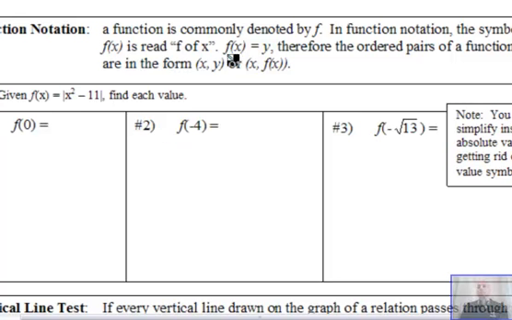A function is commonly denoted by f. It doesn't have to be f. It could be any letter. Well, I shouldn't say any. I don't think I've ever seen it written as an x or a y. Typically any letter other than x or y.